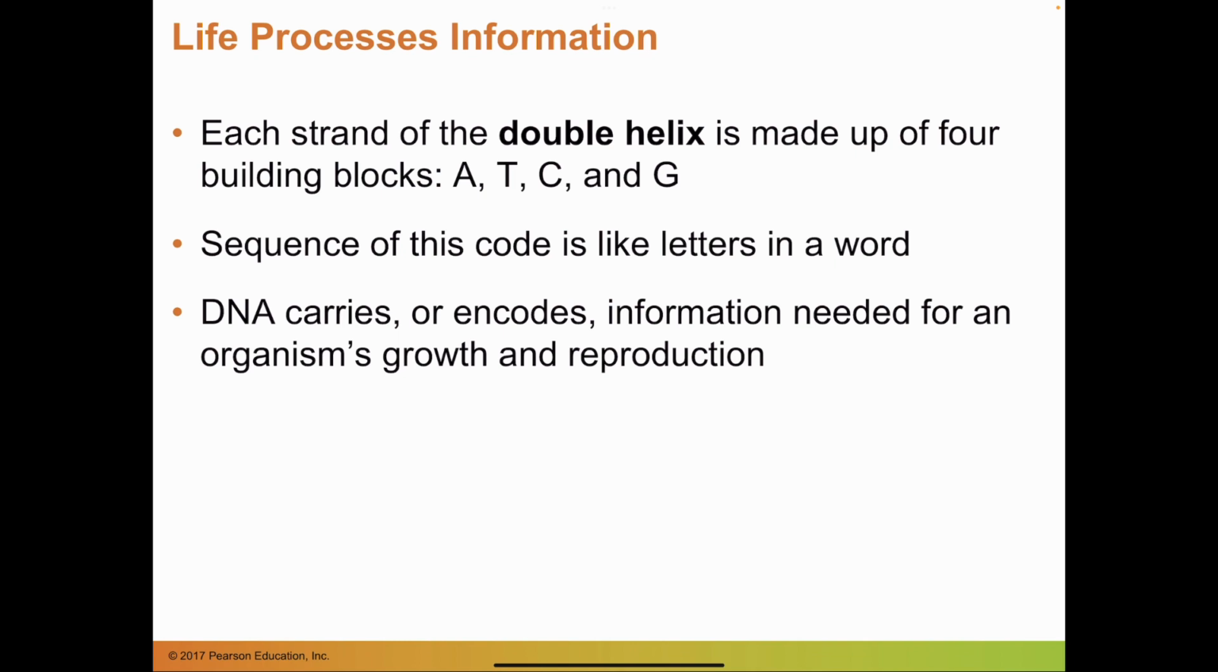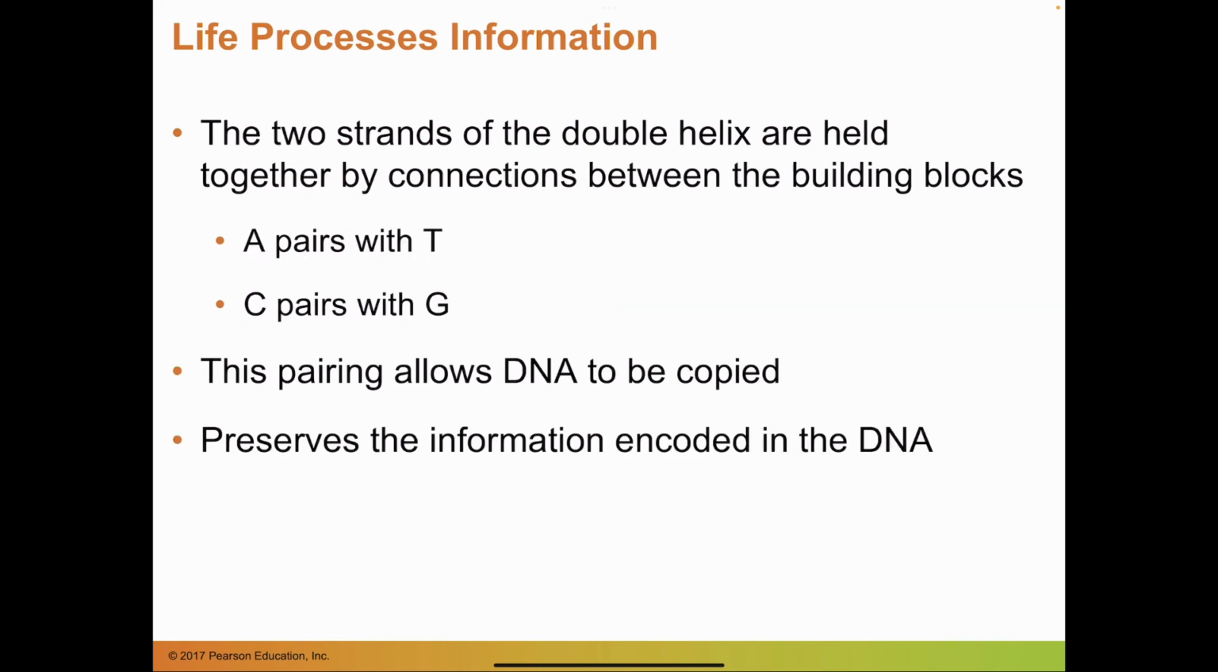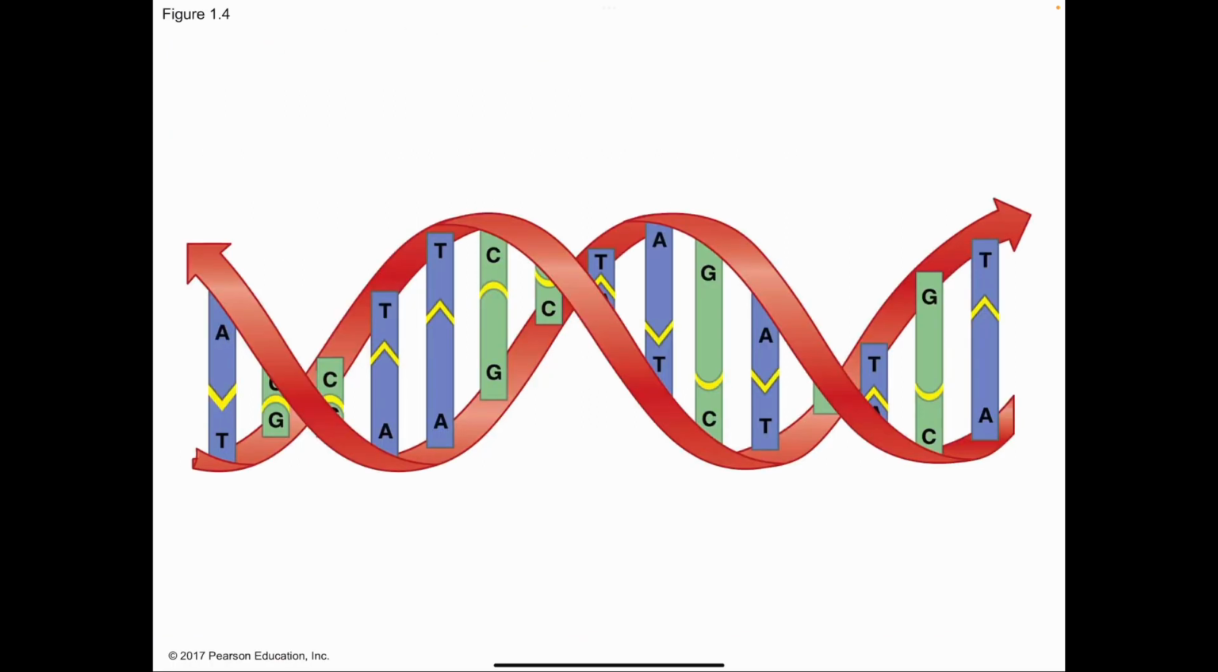And the sequence of those letters is kind of like letters in a word, and it's a code, and it carries a code for information on what an organism needs to grow and reproduce. The 2 strands of the double helix are held together by connections. So those A's are paired with the T's and the C's are paired with the G's. And this pairing allows DNA to get copied later on and passed on to offspring. So here you go, you see the A's and the T's and the G's and the C's.